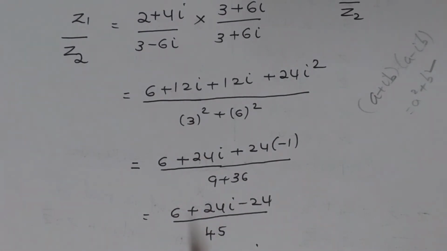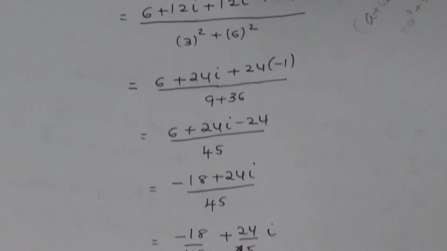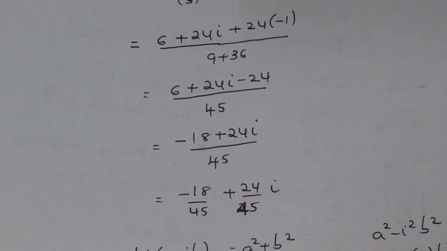Now we'll separate real part and imaginary part. Minus 24 plus 6, minus 18. Right? Plus 24i by 45. Now if you separate, the real part is separate and the imaginary part is separate: minus 18 by 45 plus 24 by 45 i. So you should bring it in the form x plus iy.